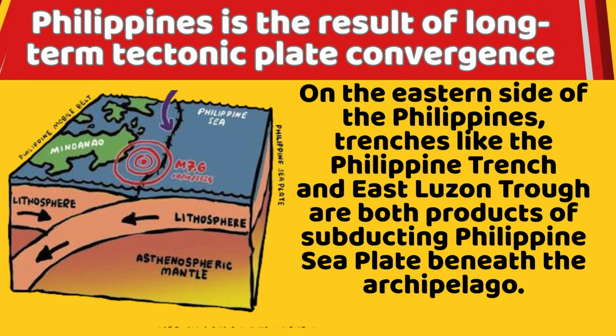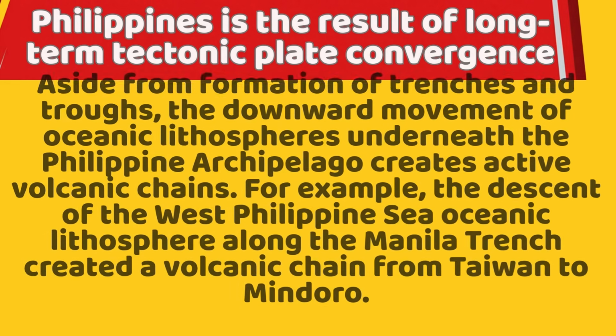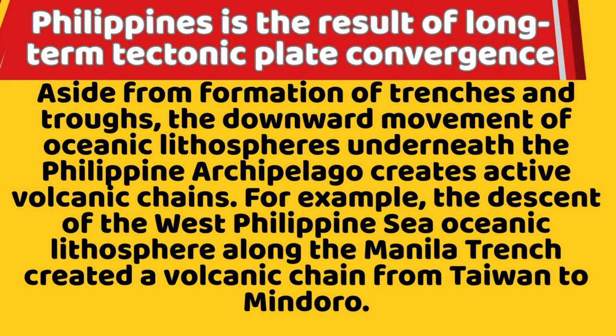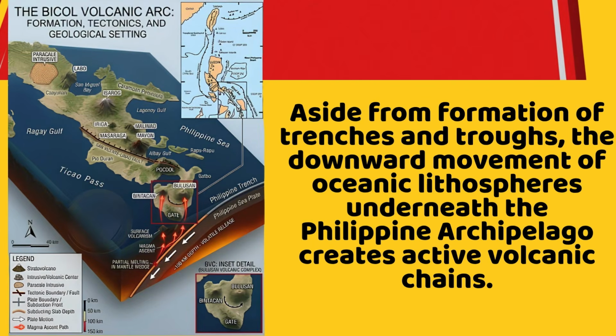On the eastern side of the Philippines, trenches like the Philippine Trench and East Luzon Trough are both products of the subducting Philippine Sea Plate beneath the archipelago. Aside from the formation of trenches and troughs, the downward movement of oceanic lithosphere underneath the Philippine archipelago creates active volcanic chains. For example, the descent of the West Philippine Sea oceanic lithosphere along the Manila Trench created a volcanic chain from Taiwan to Mindoro.